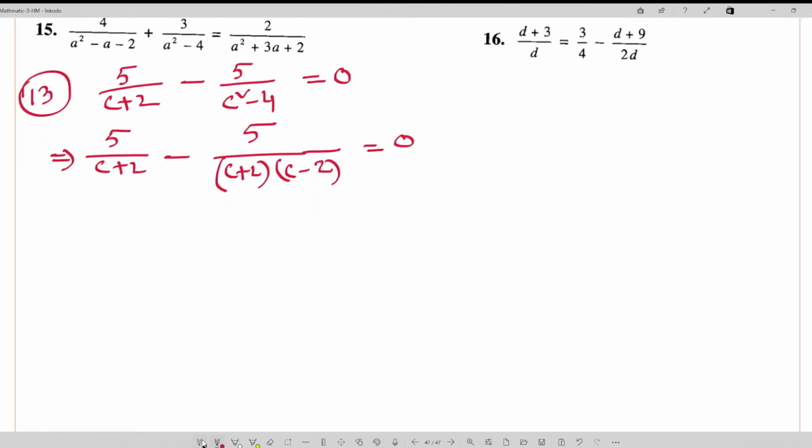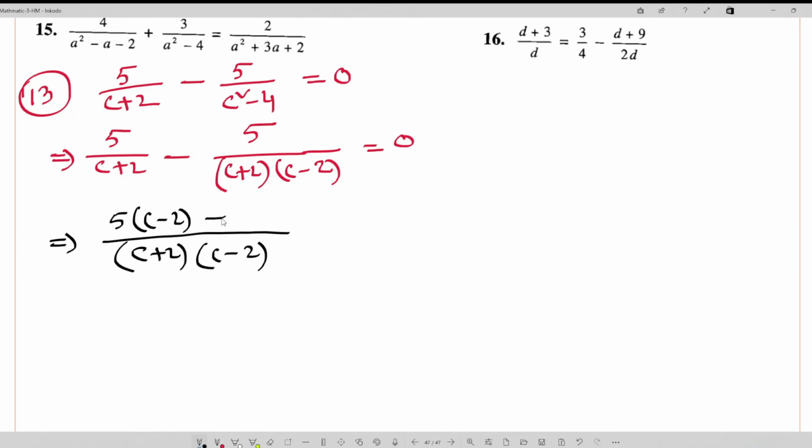Then LCM. So the common thing is c plus 2 and the uncommon is c minus 2. So here 5 times c minus 2 minus 5 equal 0. So we can multiply this one, so it will become 0, because if we multiply anything by 0 it will become 0. So here is 5c minus 10 minus 5 equals 0.